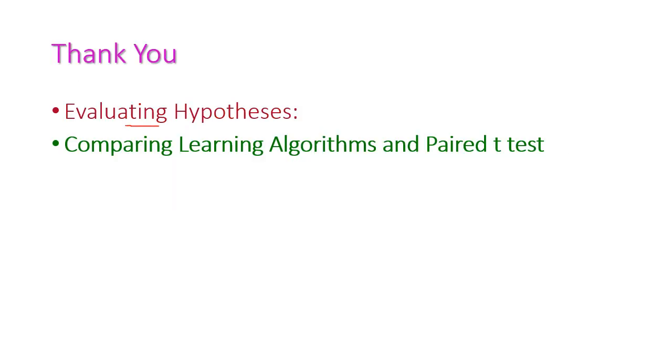So from this evaluation of hypothesis, up to this we have seen comparing learning algorithms LA and LB, learning algorithms A and B, and the paired t-test of those learning algorithms. And as per the university examination, you can expect this as a 5-mark question.